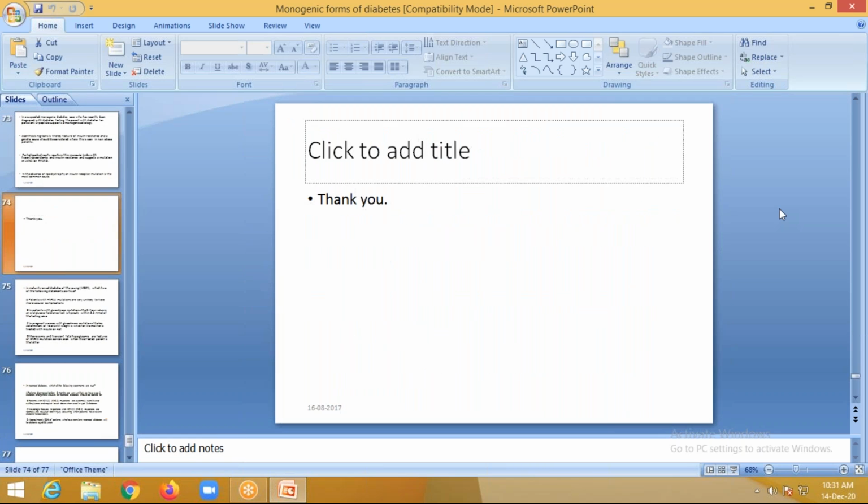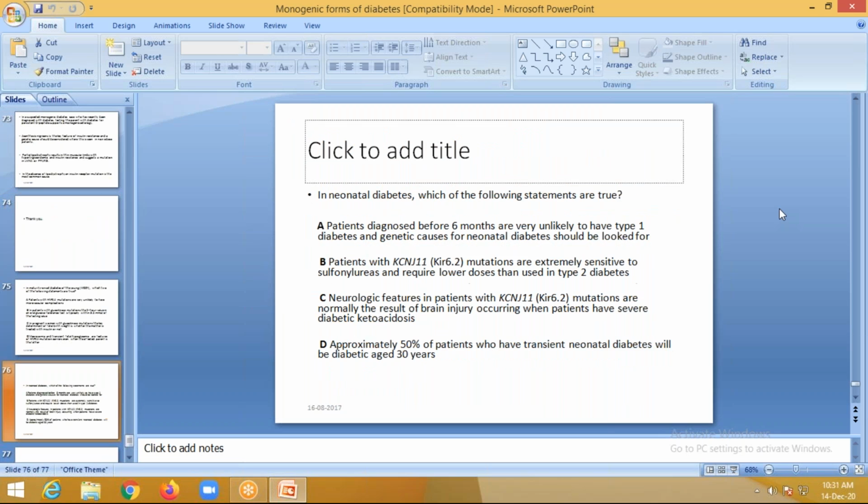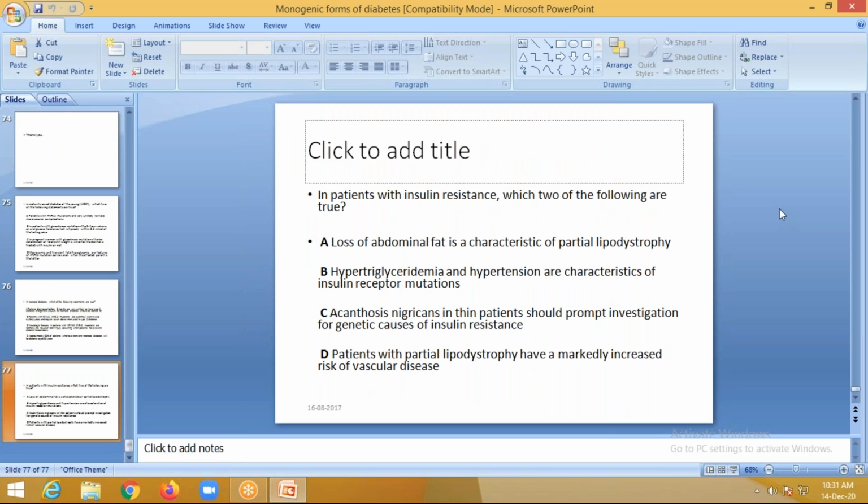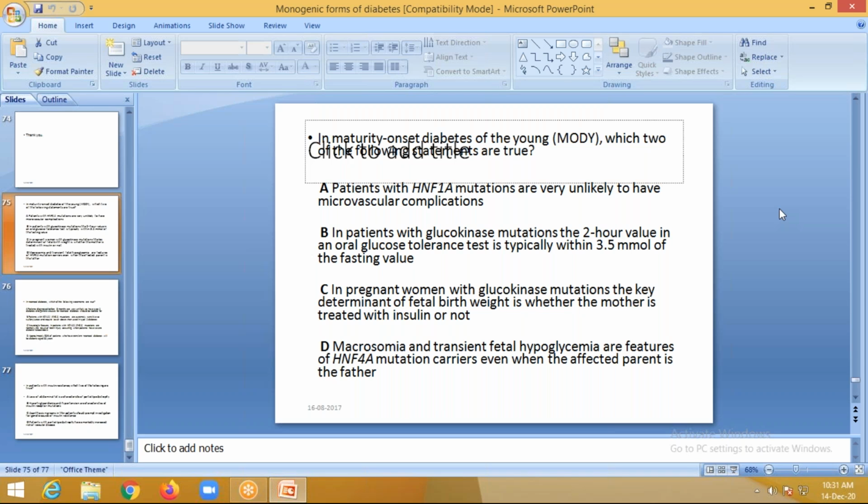So this is the thing about monogenic forms of diabetes, especially what I covered is MODY. There are a few questions. If you want, I can put this. I think it's already 10:30.